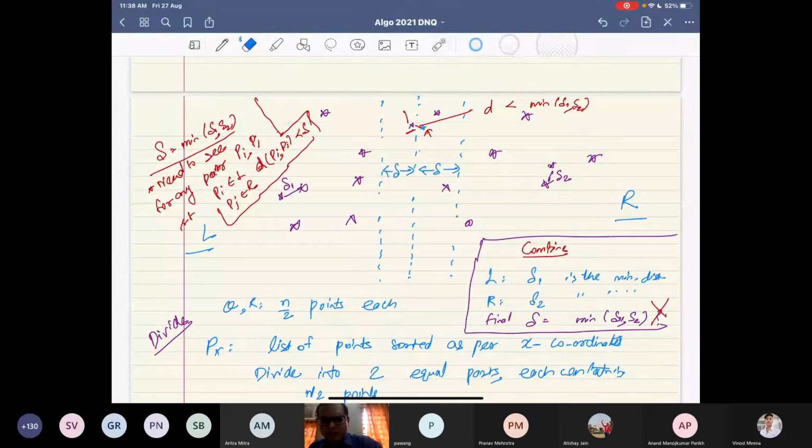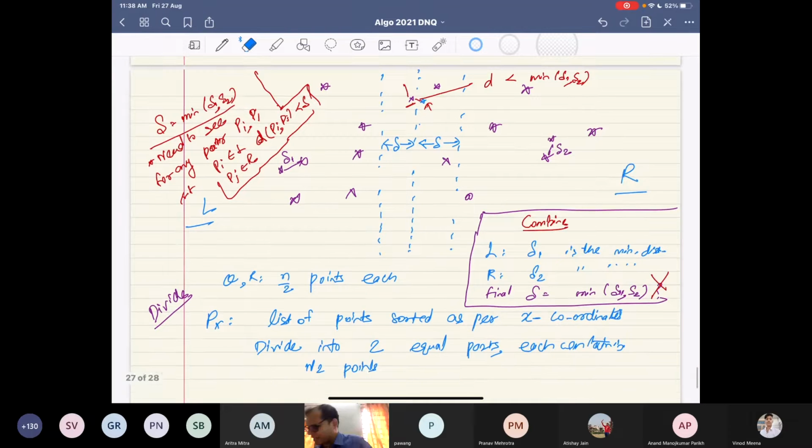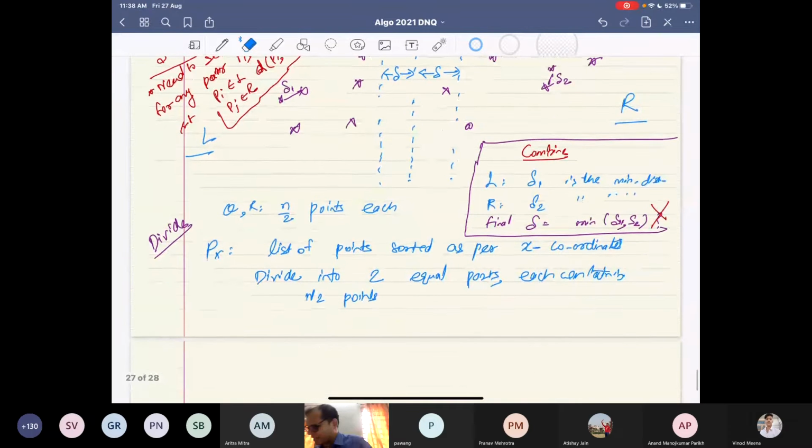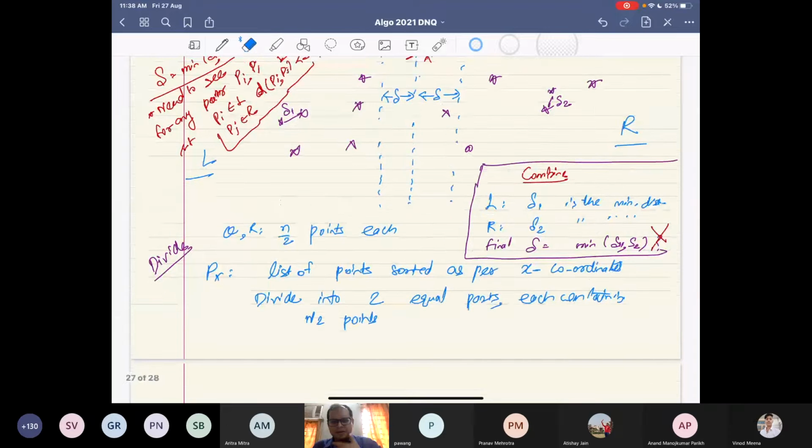Anybody has a problem with that? It will not miss a point, because the distance has to be less than delta, and I'm taking all delta here, delta there. Cannot miss a point. Good. Now my question is, how many points can be here? Sir, but the entire set can also lie within this delta, right?